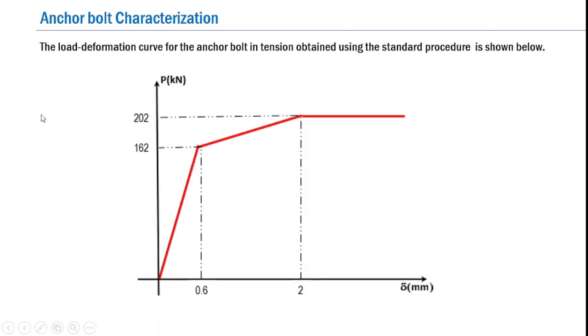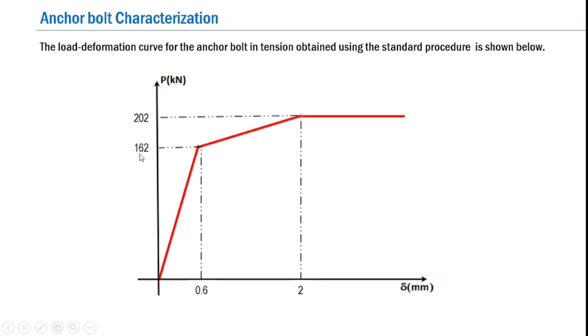An important part of this analysis would be the characterization of the anchor bolt. Because we are performing a nonlinear static analysis, it is important that we provide accurately the load deformation characteristics of the anchor bolt in tension. The typical curve developed for the M24 bolt as per the standard procedure is shown over here. Along the x-axis is the deformation in millimeters, and along the y-axis is the applied tensile load P in kilonewton.